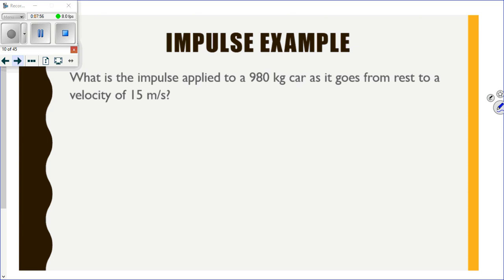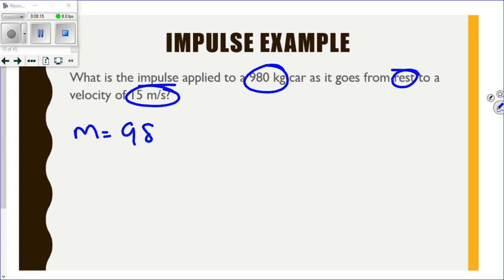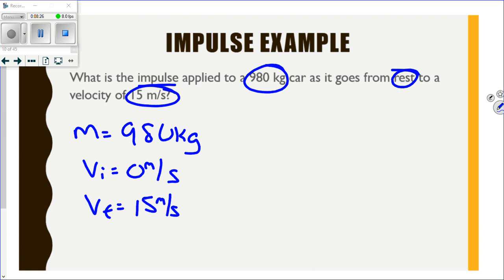So let's take a look at an example. What is the impulse applied to a 980 kilogram car as it goes from rest to a velocity of 15 meters per second? Remember, rest is our hidden word telling us that velocity is 0. Let's take a look at this. We know that the mass of the car is 980 kilograms, and we know that it goes from an initial velocity of 0 meters per second to a final velocity of 15 meters per second.